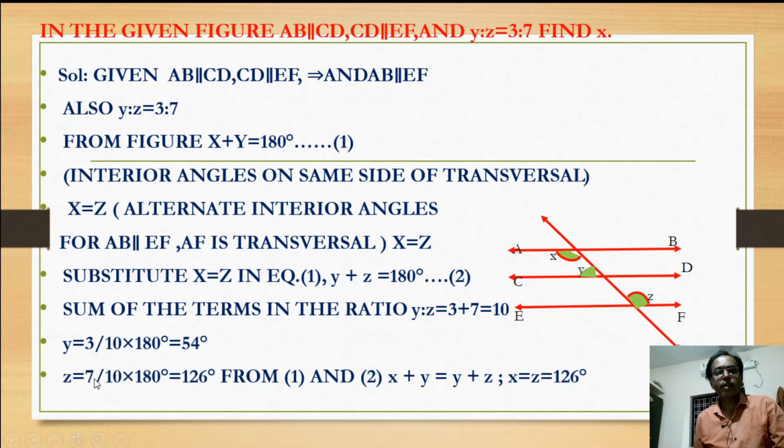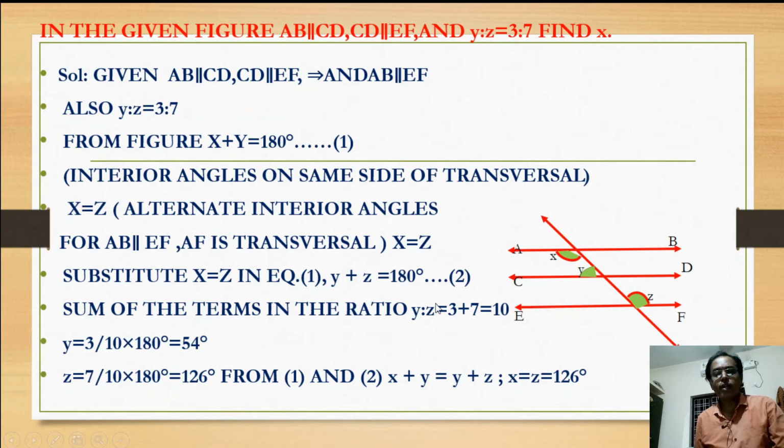In a similar way, Z is equal to 7 by 10 into 180 degrees. So out of 10 parts, 7 parts go to Z. That is 7 by 10 into 180 degrees. Simply 10 ones are 10, 18 sevens are 126.